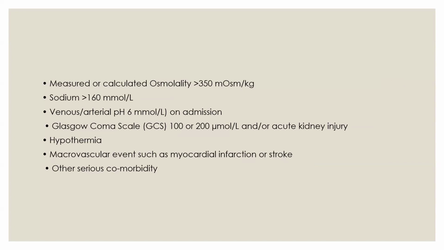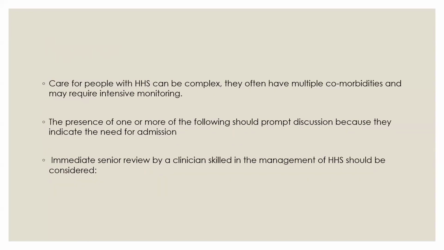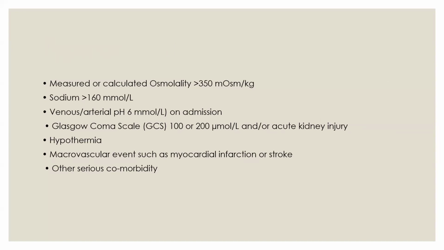Measured or calculated osmolality more than 350 mosmol per kg, sodium more than 160, venous or arterial pH less than 7.1 on admission, then GCS, the Glasgow Coma Scale, acute kidney injury, hypothermia, then macrovascular events such as myocardial infarction or stroke, and other serious comorbidities. If any of these is present, then we should seek the help of the specialty.